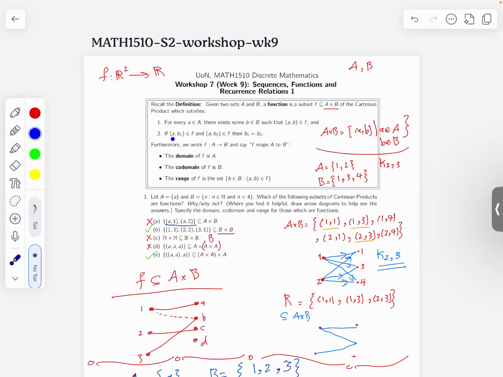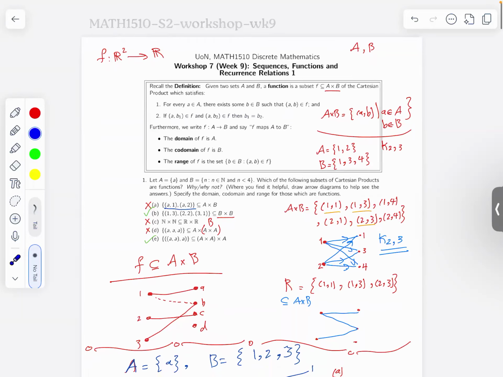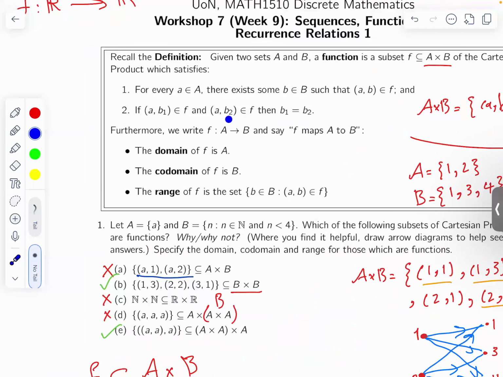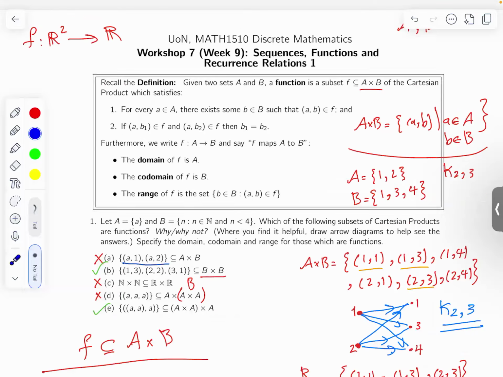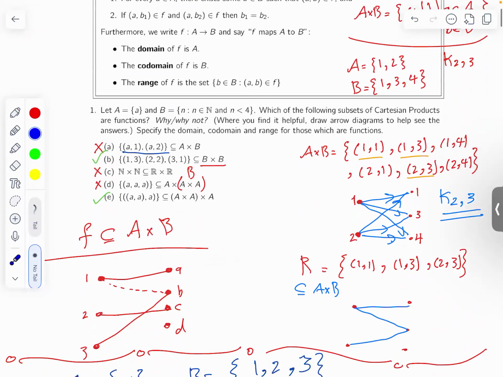So if a goes to b1 and a also goes to b2, then b1 and b2 should actually be the same. In other words, I should not see such a scenario here, where from the initial element it goes outside two times. So it's not a function. This case is even worse: from 1, it has gone outside with 3 arrows.